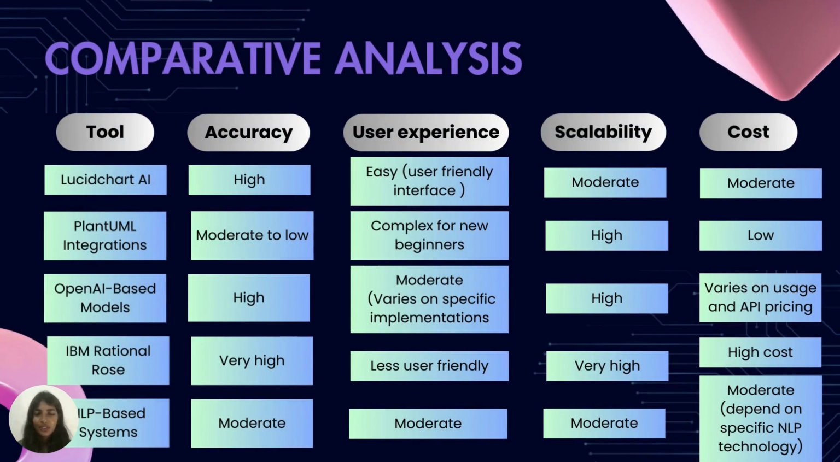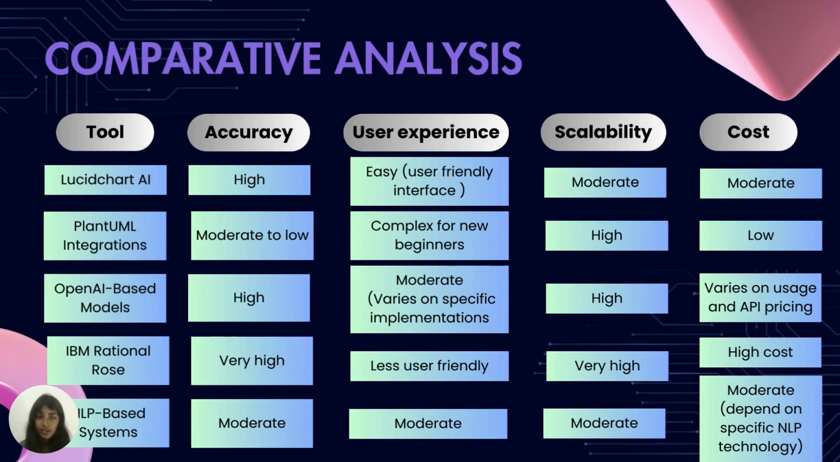Now let's move on to the comparison of the main AI tools available for UML diagram generation. We've identified several key tools, each with distinct features. Let's move on from top to bottom. At the very first, we have Lucid Chart AI. It is very well known for its high accuracy and the user friendly interface that supports various diagram types.